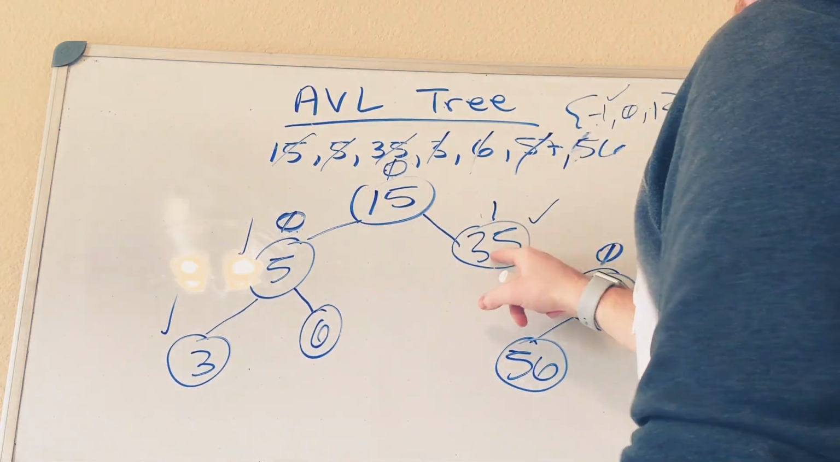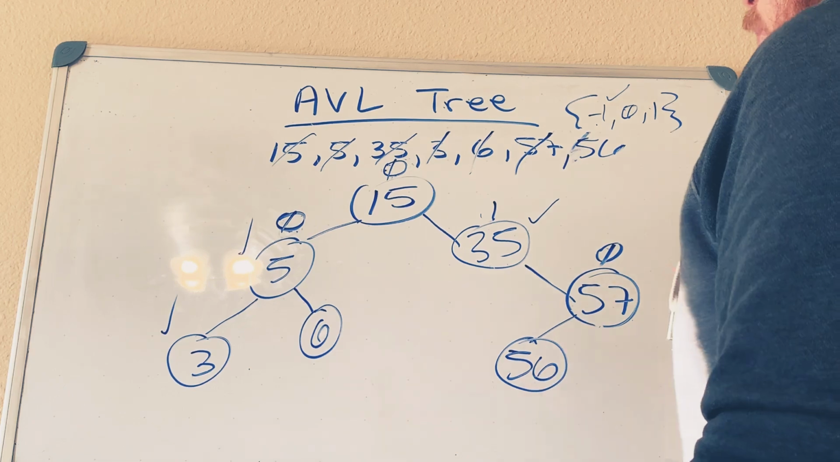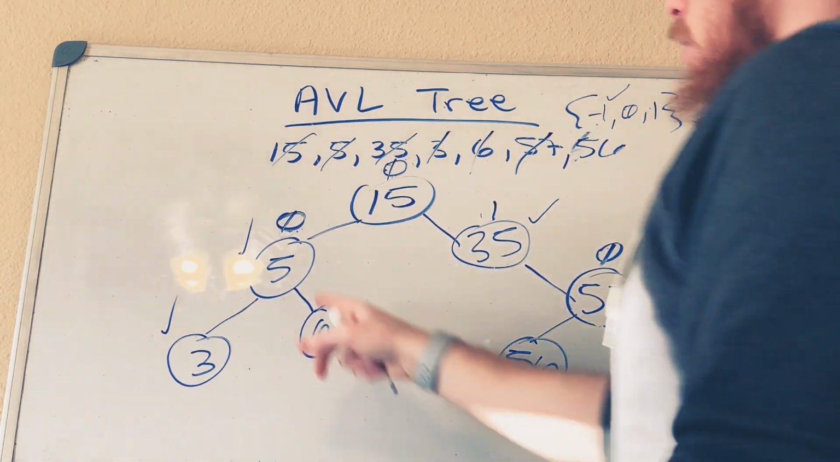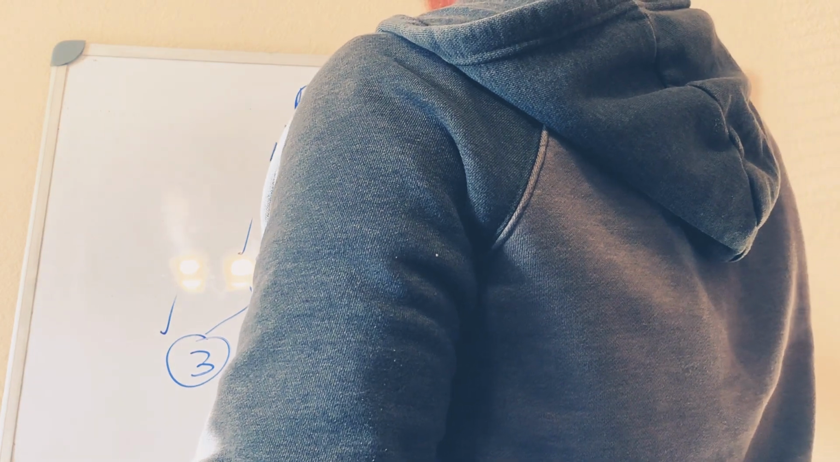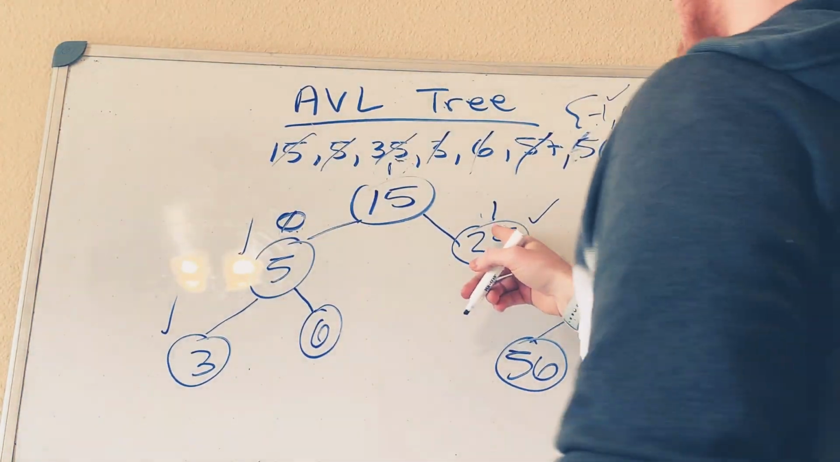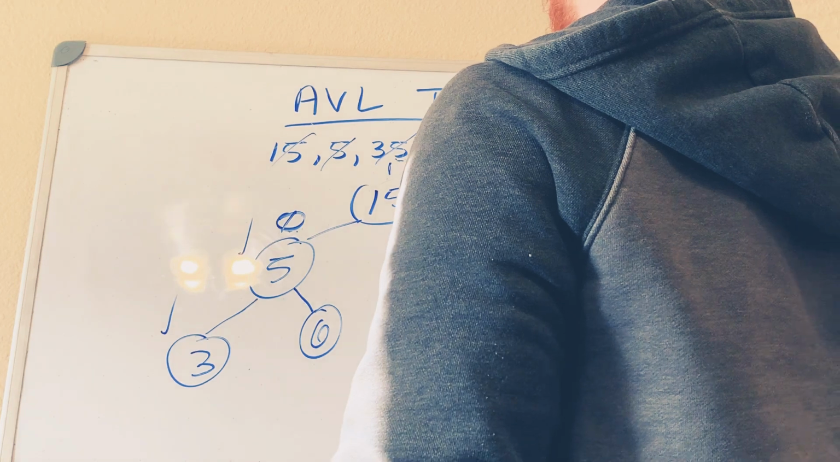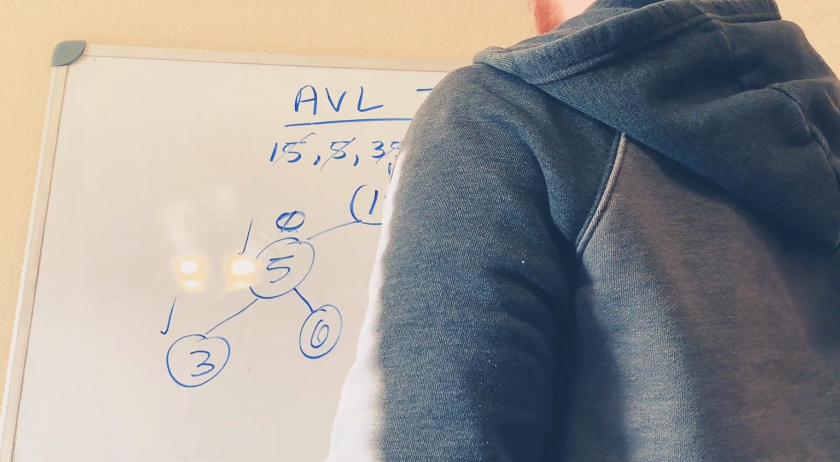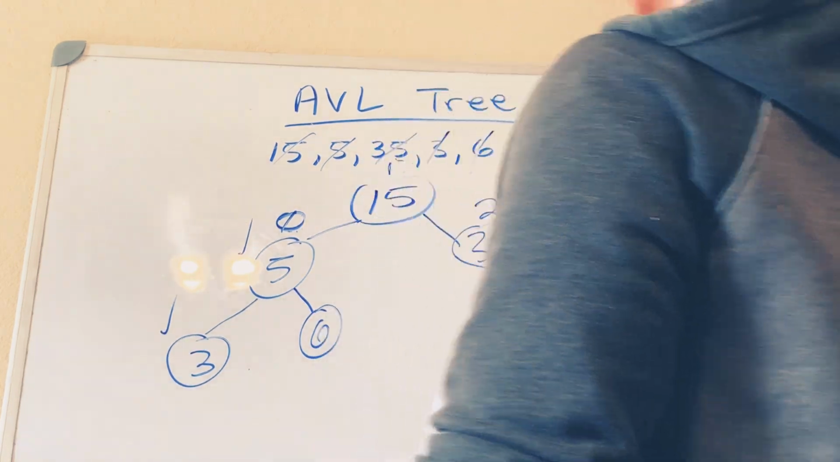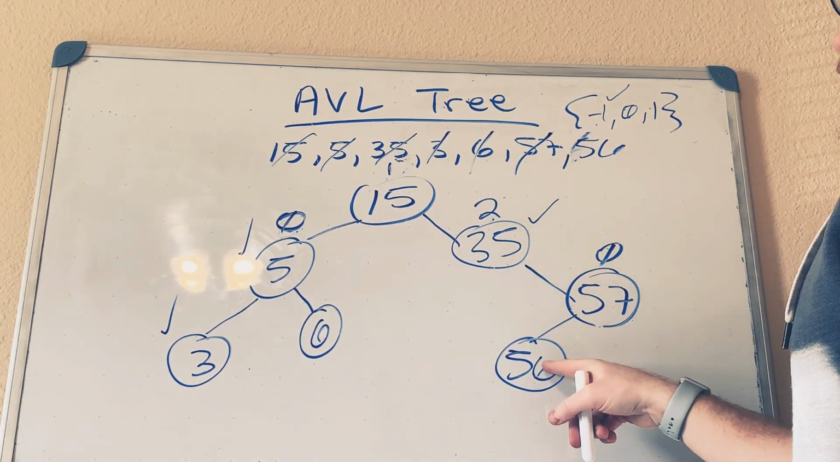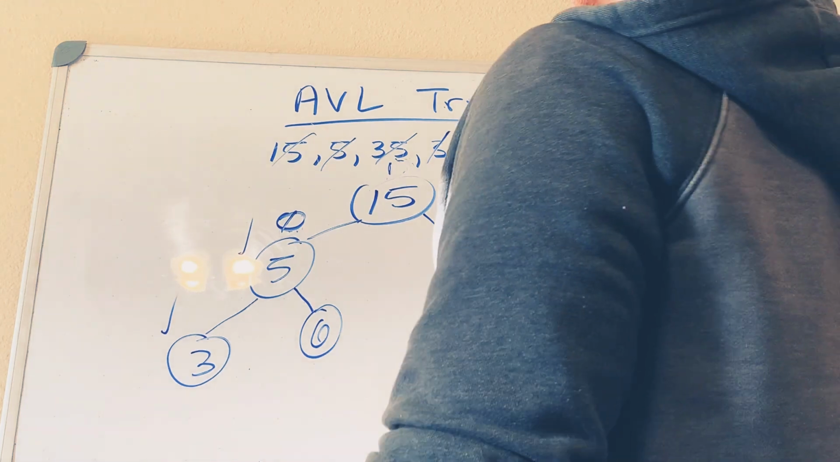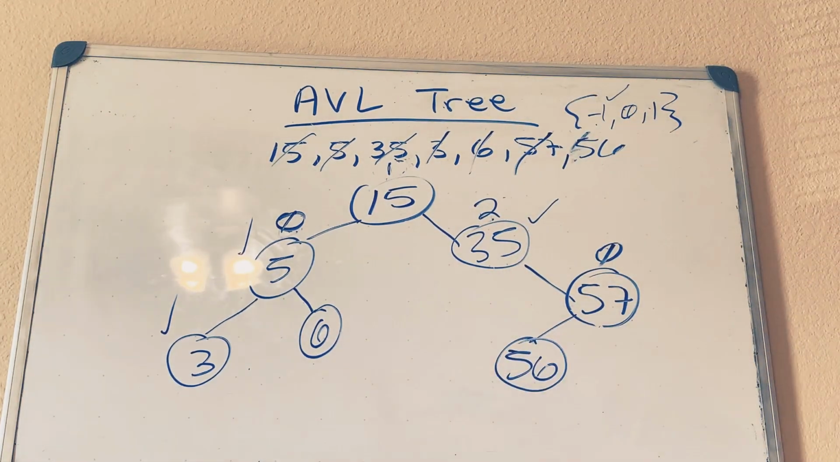Okay. So let's check the balance. So 1, 2, 3 on the right, longest path. 1, 2 on the left. So it's got a balance of 1, and then this is going to be 2, right? So if you look at this node here, to the right, it has a path of 2. To the left, it has 0. So it's an unbalanced tree right now.